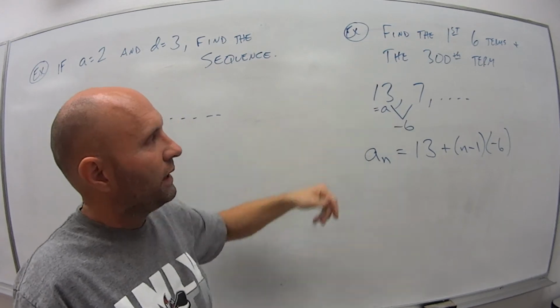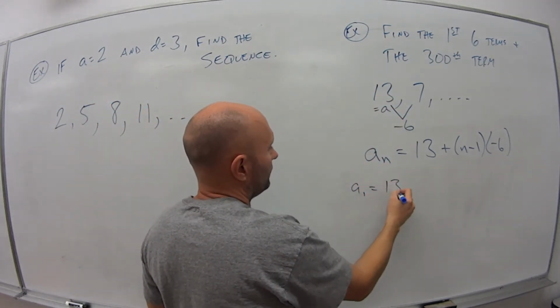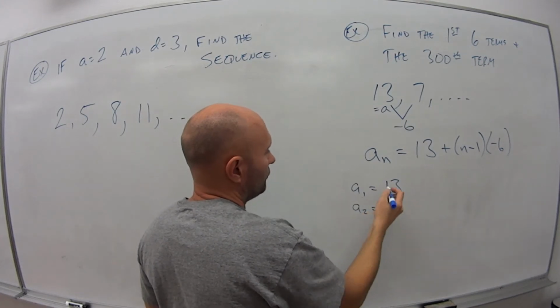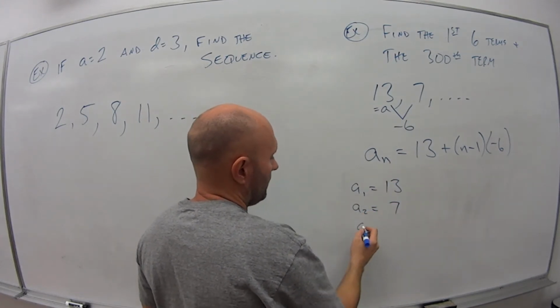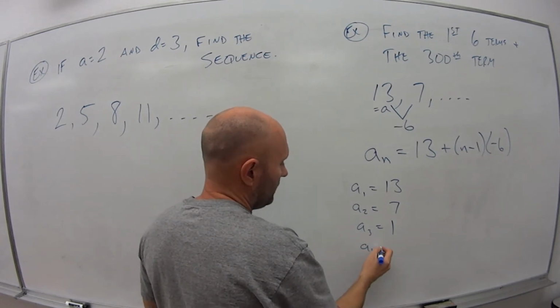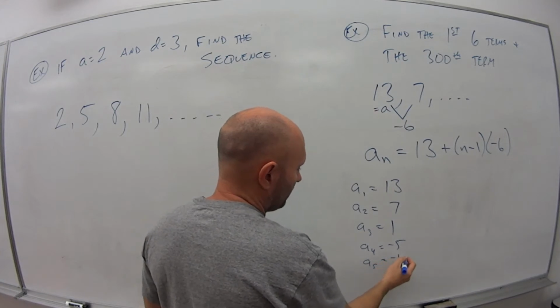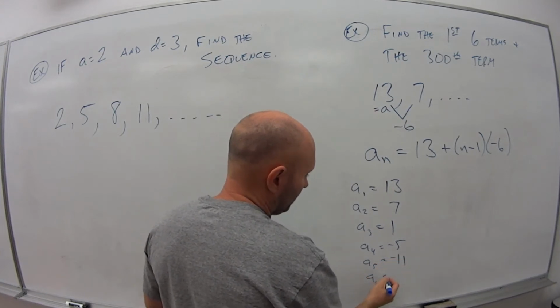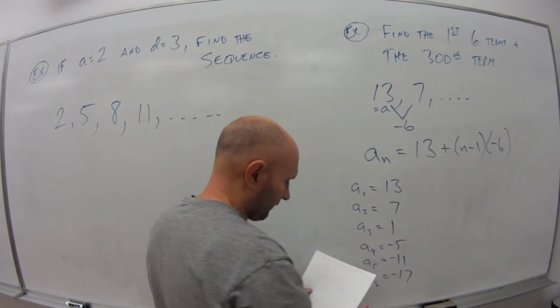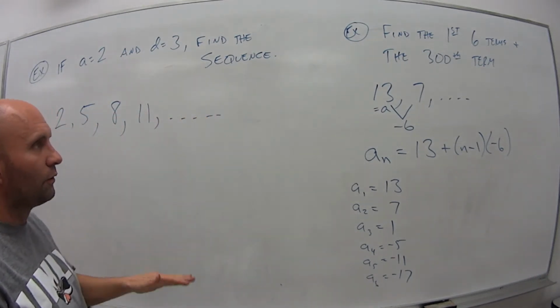The first 6 we can just keep subtracting. So we have a of 1 is 13, a of 2 subtract 6 is 7, a of 3 is 1, a of 4 is negative 5, a of 5 is negative 11, and a of 6 is negative 17. Those are the first 6.